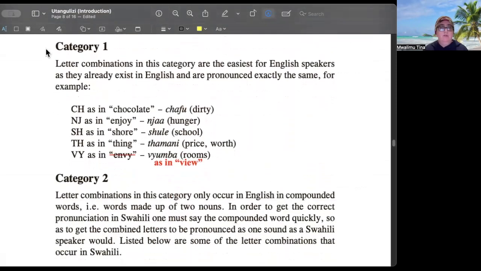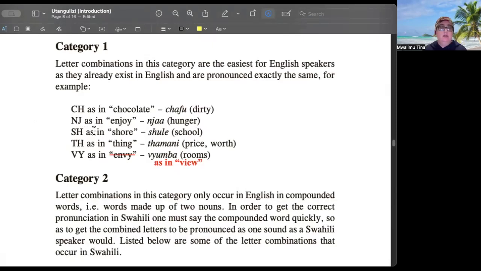Let's do a review of some of the combined consonant sounds. The first 5, we do find them in English. CH, as in chocolate. For example, chafu. NJ, as in enjoy. For example, nja, nja.